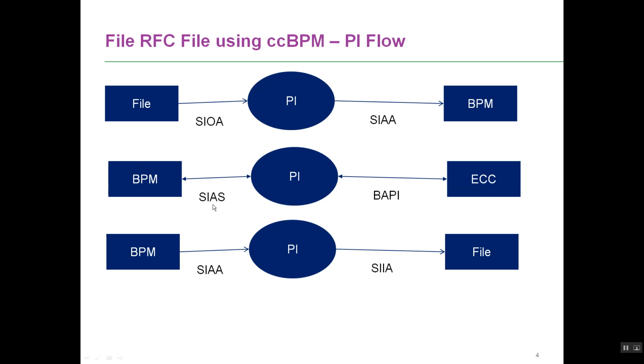Your sending interface is going to be abstract synchronous because BPM is going to make a synchronous call, right? So your service interface is going to be an abstract synchronous service interface, and the inbound interface is going to be the BAPI that uses the RFC. So now the synchronous call is done, BPM gets the response.